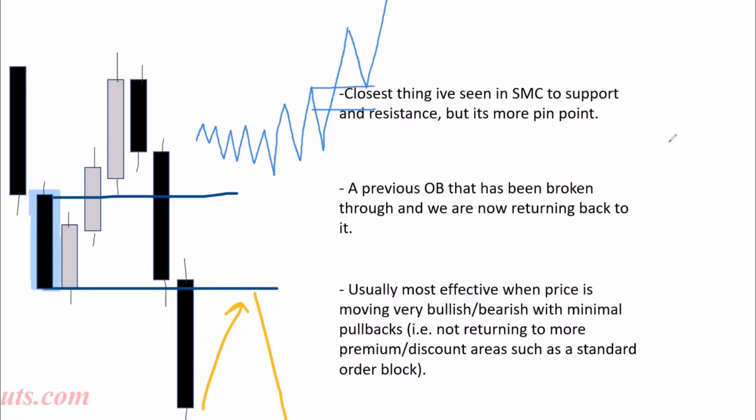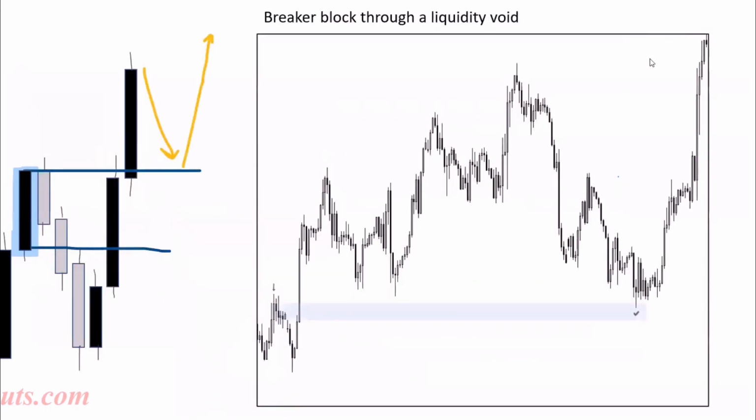Now, moving on to entry type 1. First one is a breaker block through a liquidity void. So what do I mean by that? We're going to get more into liquidity voids, but to explain it simply, it's a place where there's unbalanced movement.